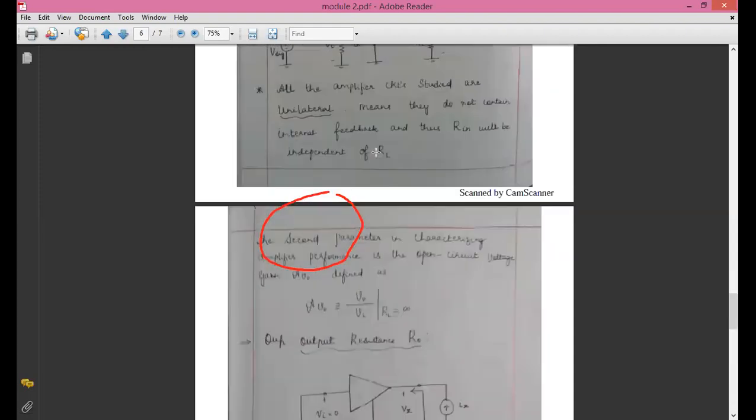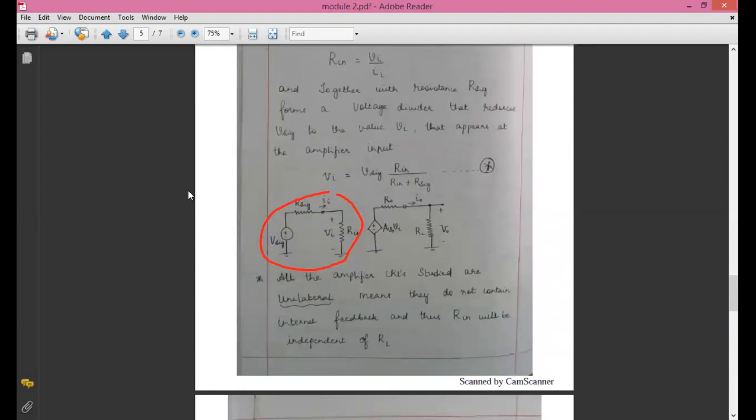Rin, you mark this one. Rin divided by Rin plus R signal. So how to find this? How to find V naught by V signal? How to find V naught by V in? Once again, how to find VI by V signal? VI is equal to V signal into Rin divided by Rin plus R signal.